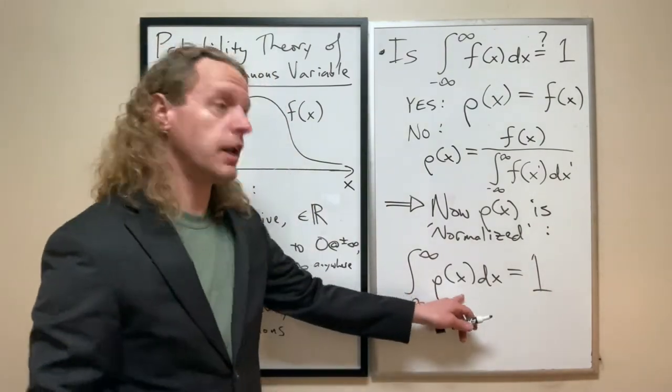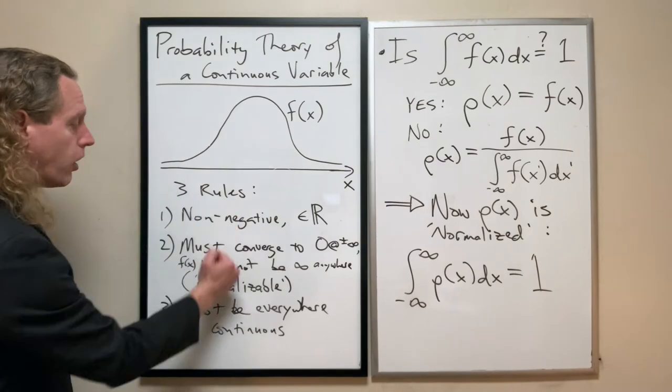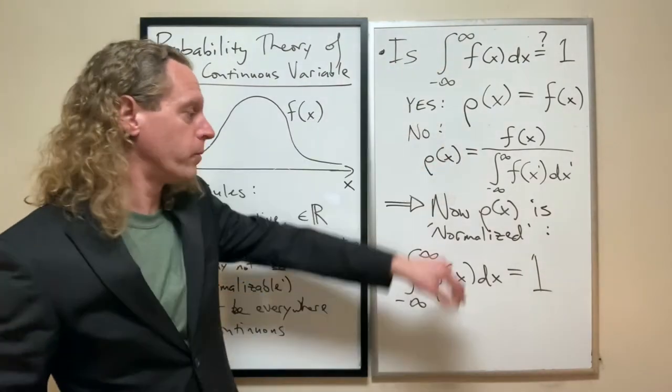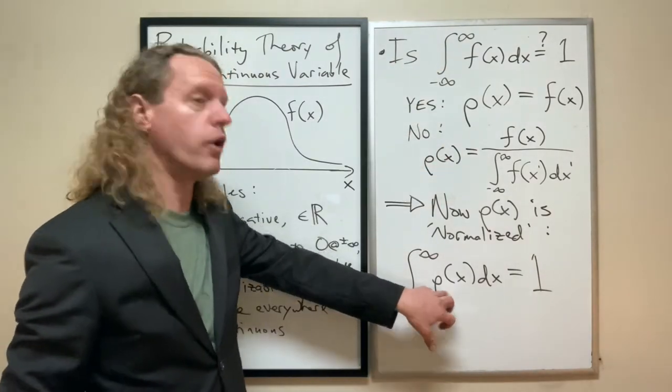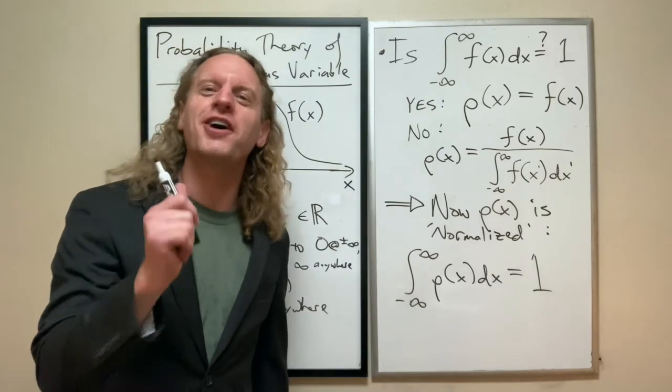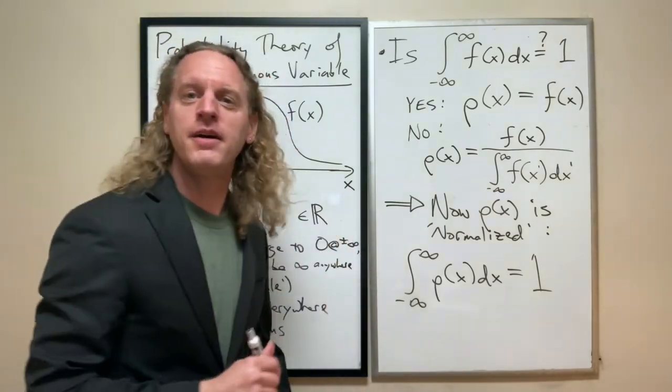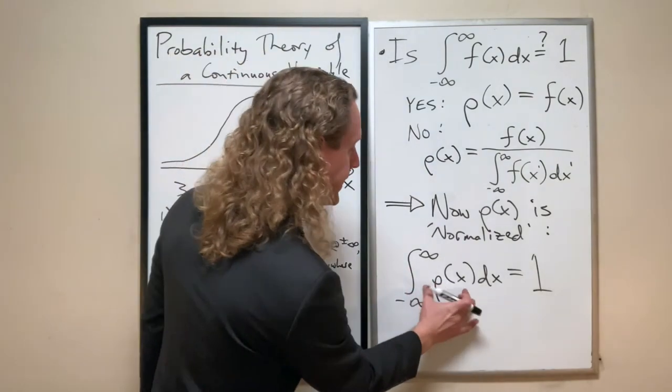So from here on out, we are going to assume all of these things are met, and we have now normalized our function, and we're calling it rho of x. And by the way, get used to calling it rho of x. Don't call it p of x. So let's talk about what that function means here.